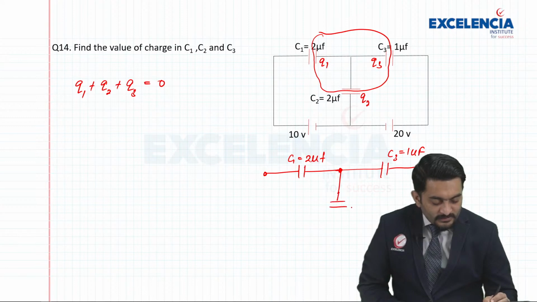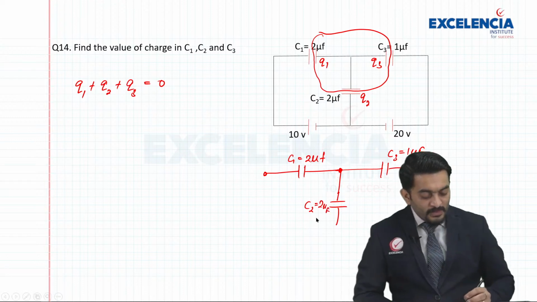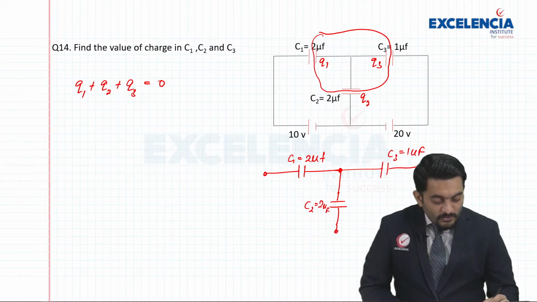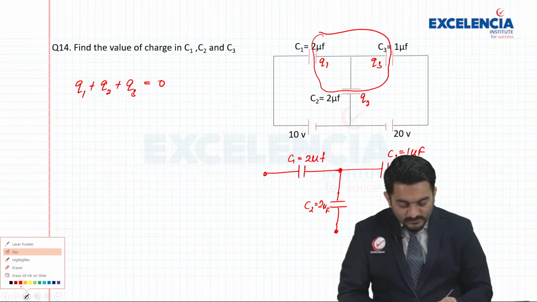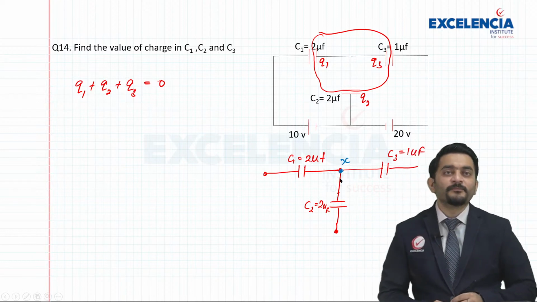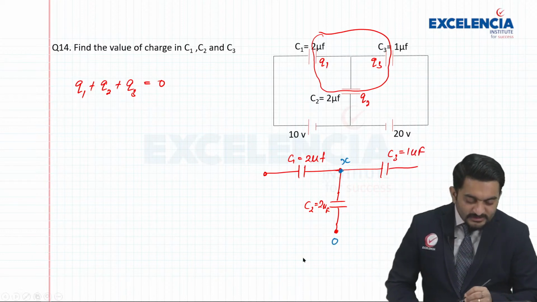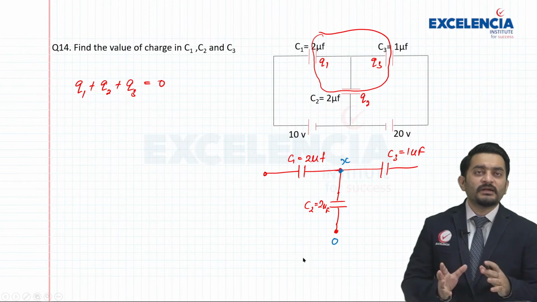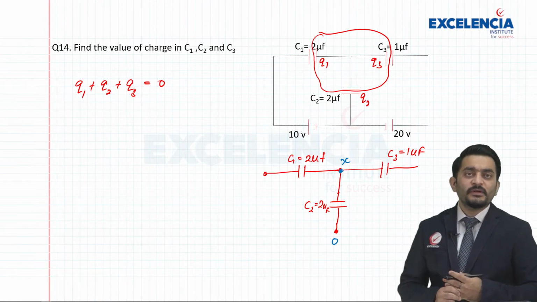There is C2 which is given as 2 microfarad. Okay. You can consider that this T junction, this particular potential, is the highest potential. And on this side the potential is 0. That is one thing which you need to assume over there.